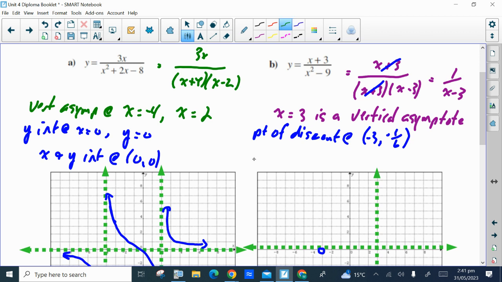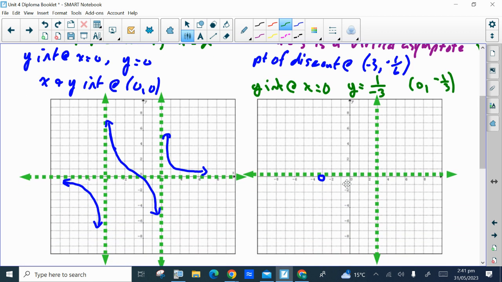But there is a y-intercept. And that's where x is 0. So that'll be 1 over 0 minus 3. Our y-intercept is at the point 0 comma negative 1/3. So we can put that on our graph. Approximately there. So now I can graph it, now that I have that piece. And again, you can use your graphing calculator to confirm that one arm of the graph is in the lower left quadrant and the other is in the upper right.